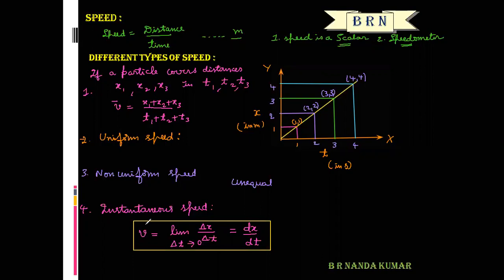So these are the different types of speed. The first one is average speed, the ratio of total distance traveled by the particle to the total time taken. A particle moving with uniform speed covers equal distances in equal intervals of time. A particle moving with non-uniform speed covers unequal distances in equal intervals of time, or equal distances in unequal intervals of time, or unequal distances in unequal intervals of time. Instantaneous speed is the speed of a particle at one particular instant.